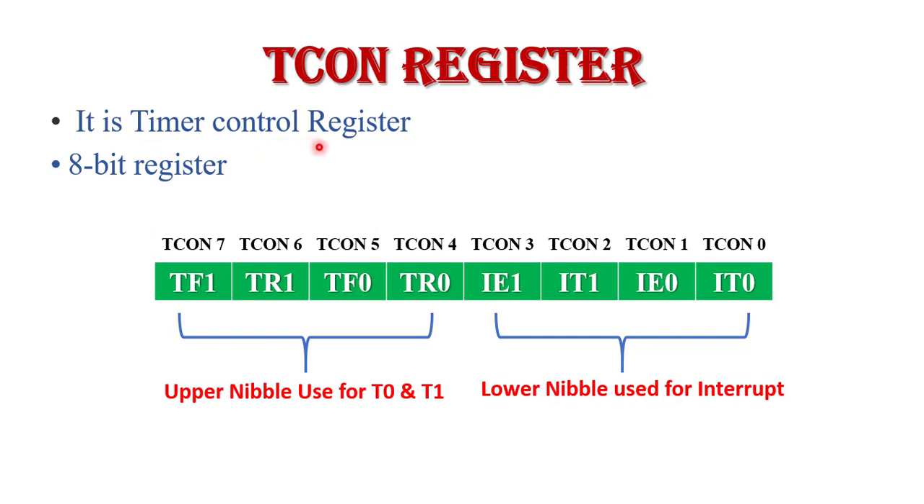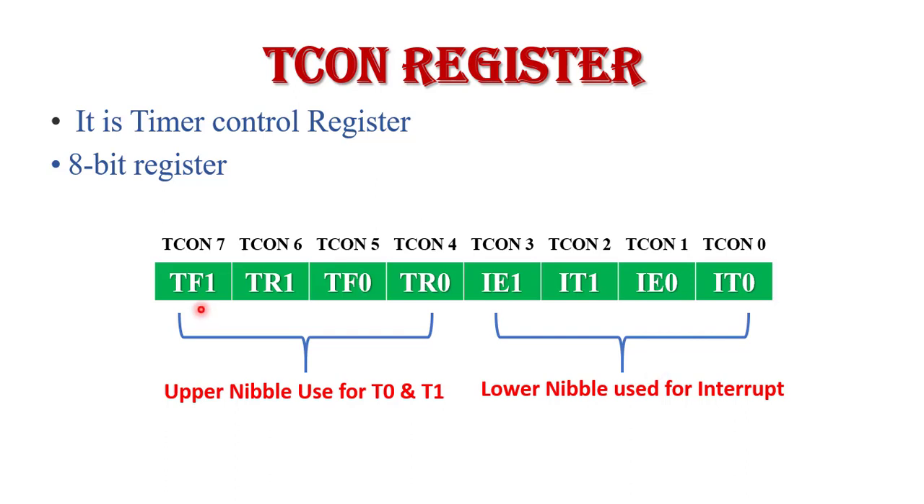This register is basically used to indicate the status of the timer, like whether an overflow condition is achieved or not, and whether a control bit is set or not. It is also an 8-bit register, starting from TCON 0 to TCON 7. These 8 bits are divided into two groups. The upper nibble is used for timer 0 or timer 1 control operation, and the lower nibble, that is TCON 0 to TCON 3, is used for interrupt related operation.